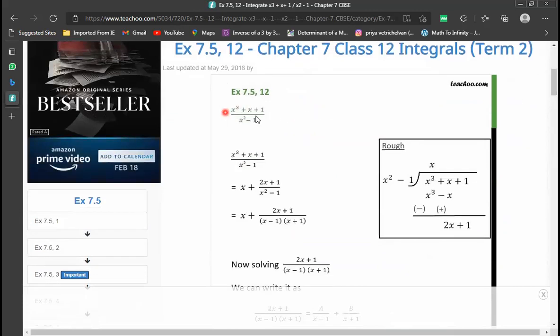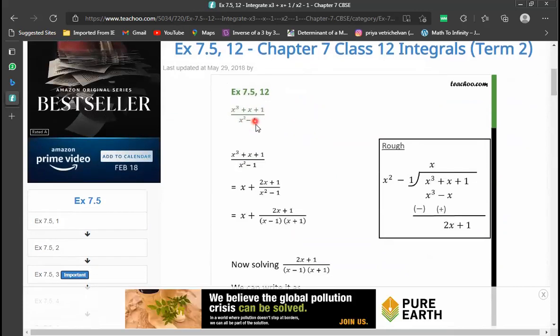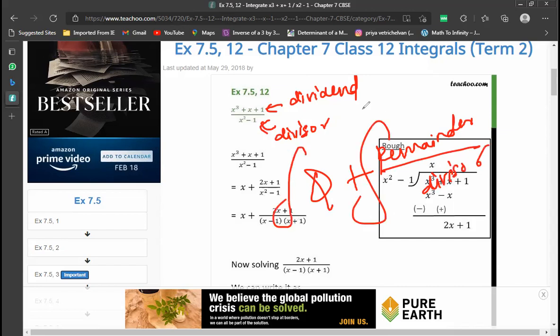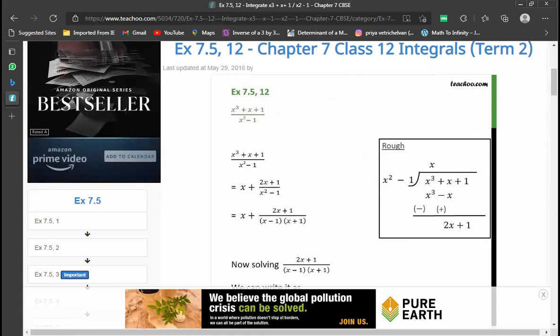Okay, this question. You have a cubic equation in the numerator and a quadratic equation in the denominator. So you can go for the remainder theorem here. Just take the numerator as the dividend and this as the divisor. After performing the division, you will write it as quotient plus remainder divided by divisor. And then you will perform the integration. Clear?